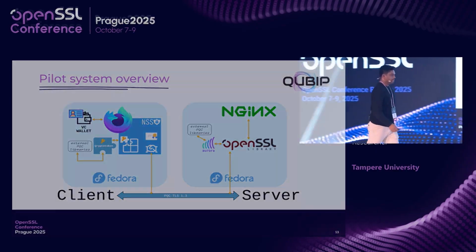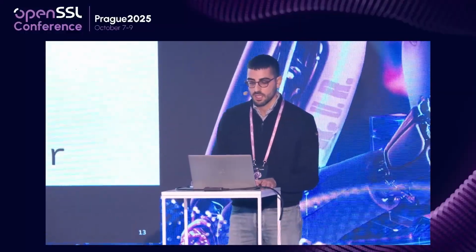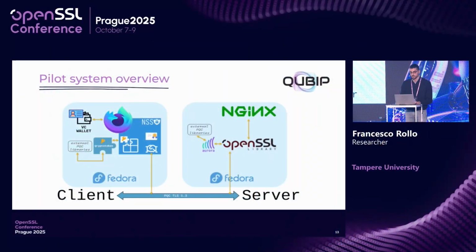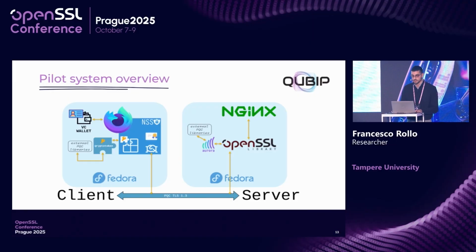OK, so for the client side, we run our own version of Mozilla Firefox, which from now on I will call the QUBIP Firefox. It's essentially a fork of the upstream Firefox that has been powered with post-quantum cryptographic support. Most of our changes regard NSS, which, as you may know, is the cryptographic library used by Firefox. In order to enable full integration, we also had to refactor those components that live within the Necko subsystem that depend on or interact with NSS.